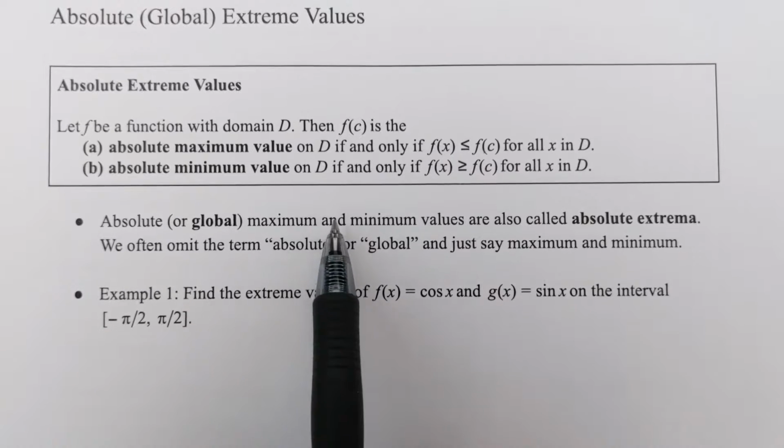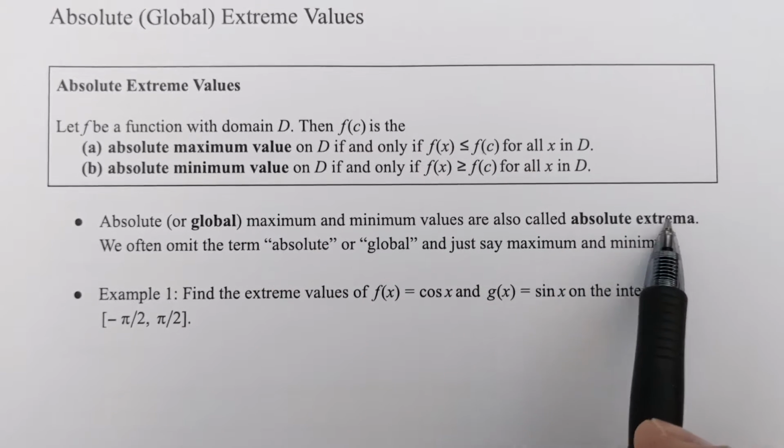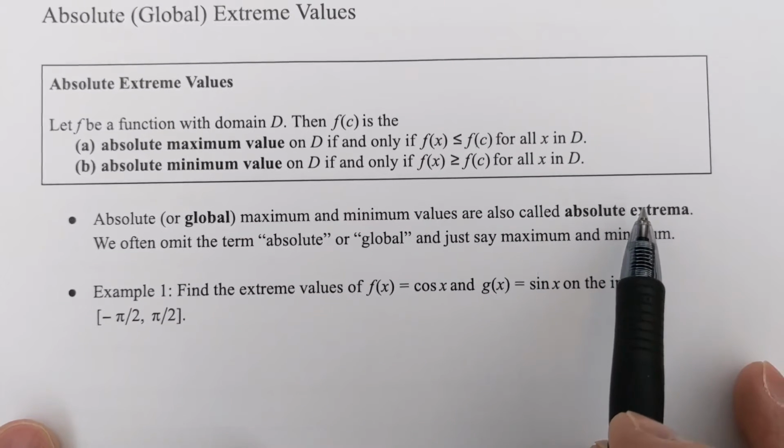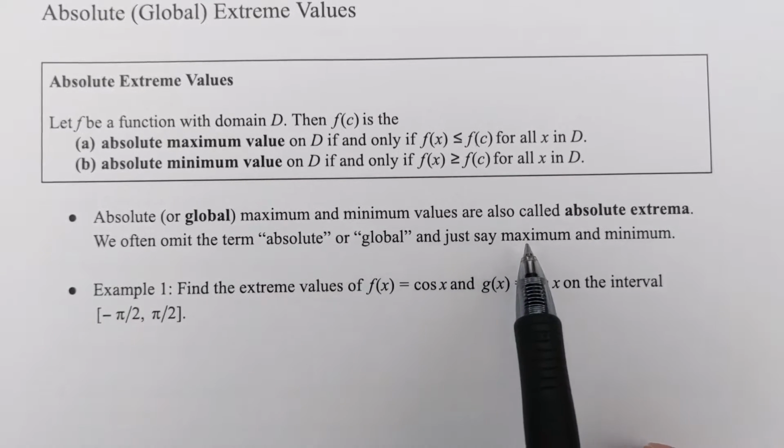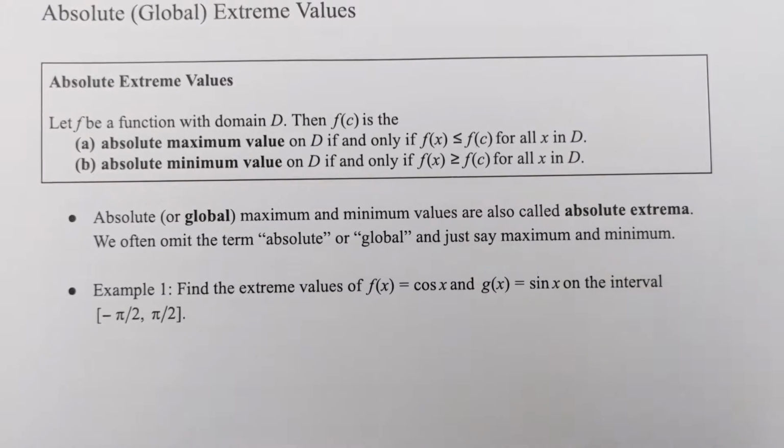So absolute or global maximums and minimums are called absolute extrema. Extrema is just the generic term for a maximum or minimum. We often omit the term absolute or global and just say maximum or minimum. So the maximum value of the function, minimum value of the function.